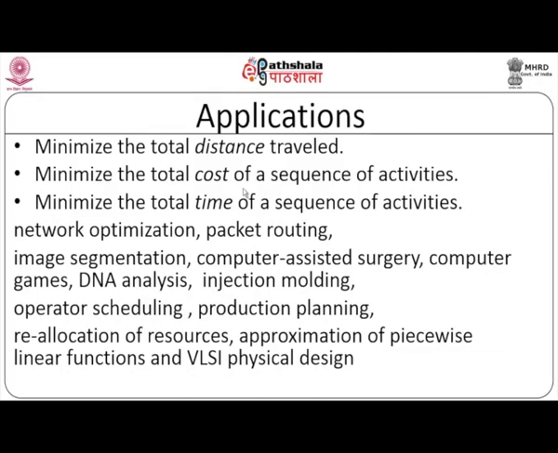So, what are some of the applications of this shortest path? Remember, when you say minimum path, it can be the minimum total distance traveled, the minimum total cost of a sequence of activities, or the minimum total time of a sequence of activities. This can be used in many applications like network optimization, packet routing, image segmentation, computer assisted surgery, where you have minimum cost for the sequence of activities, computer games, DNA analysis, injection molding, scheduling problems, obviously production planning, reallocation of resources, approximation, and VLSI physical design. A lot of applications where the shortest path is very important.